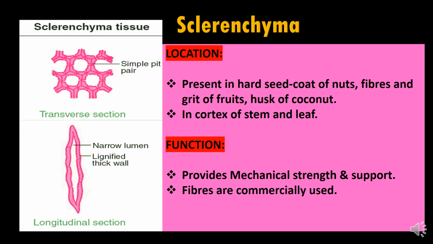Function is basically as it has a lignified thick wall. So the major function of this tissue is to provide mechanical strength and support, and the fibers are also commercially used, like in the form of husk of coconut, jute, flax, hemp, etc. All these are sclerenchymatous fibers.